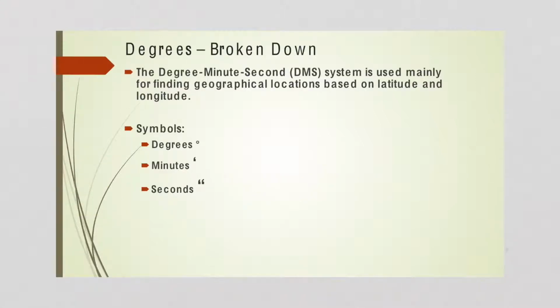So we start off with degrees and we break it down. The degree, minute, second system is used mainly for finding geographical locations based on latitude and longitude. So a lot of folks who fly airplanes or drive boats are going to use degrees, minutes, seconds. So we need to have a bit of a general understanding that this is out there and it's usable. So our symbols, obviously we have the degree symbol, an apostrophe is for minutes, and a double apostrophe tells us about seconds.